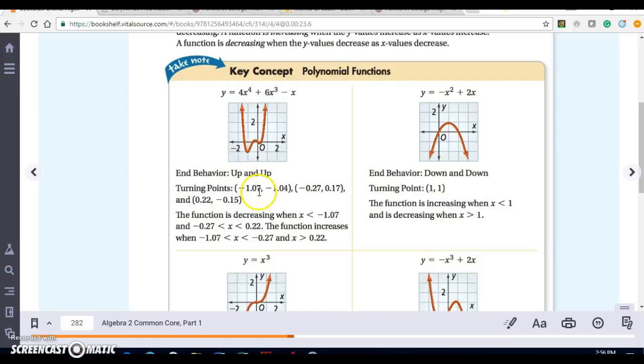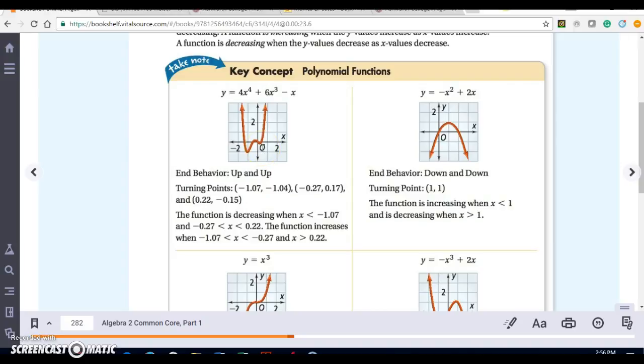We have turning points at negative 1.07 and negative 1.04, and again at negative 0.27, 0.17, and again at 0.22 and negative 0.15. So those are my turning points. And so those turning points are here, here, and here.